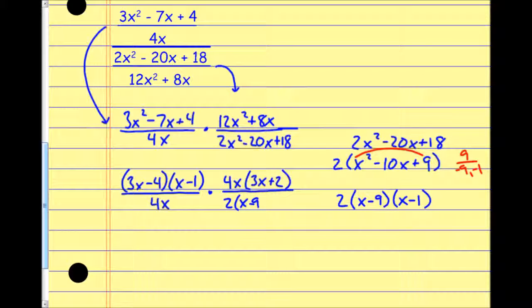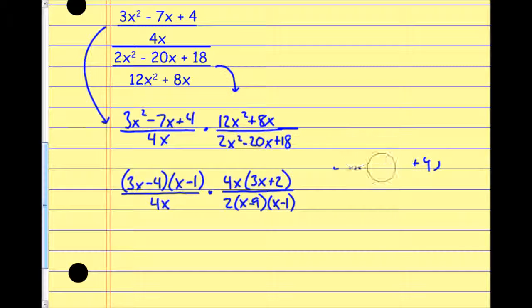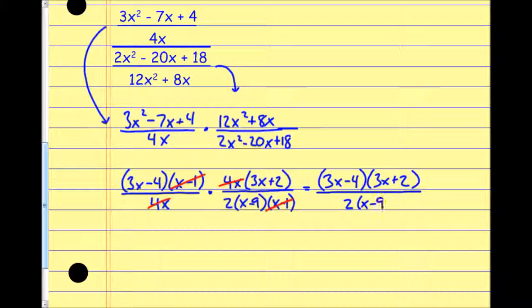All right? And from here, I just start canceling out everything that I can. I notice right away that I've got a 4x that I can cancel out. And I've got an x minus 1 that I can cancel out. And it looks like that's about it. So in my numerator, I'm left with this 3x minus 4 times the 3x plus 2. In the denominator, I'm left with a 2 and an x minus 9. That's all there is to it. So again, when we're dividing rational expressions, I change it to multiplying by the reciprocal. I factor, I reduce, I multiply straight across.